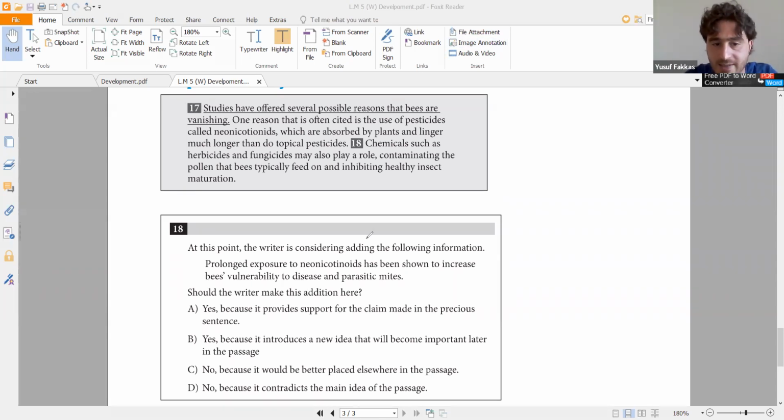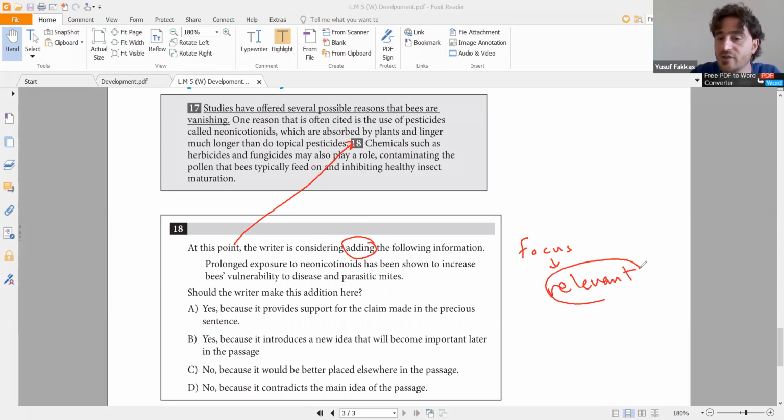I think you did it like this. At this point, which means here, the writer is considering adding. So this is a focus question. We just ask ourselves if this sentence is relevant to the main idea, to the discussion that we have in the paragraph or not, right? So first of all, we start reading the paragraph, or you can read the sentence, but I prefer to keep the sentence to the end to understand what the context of the paragraph is.